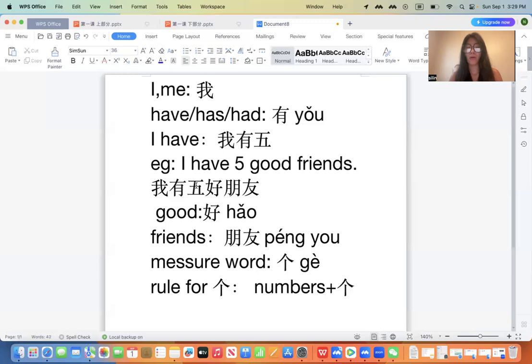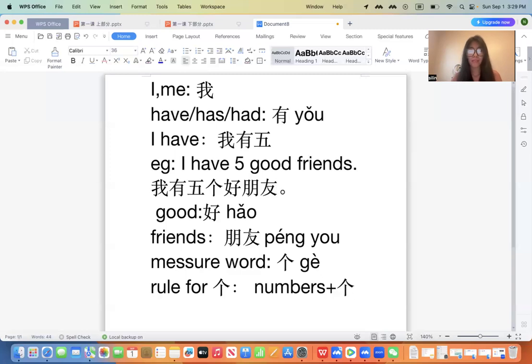我有5. Remember, you need to put this one inside. So where should you put it inside? Yes, after the numbers. So you're gonna put it here. So I have 5 good friends will be 我有5个好朋友. 我有5个好朋友。Very good.